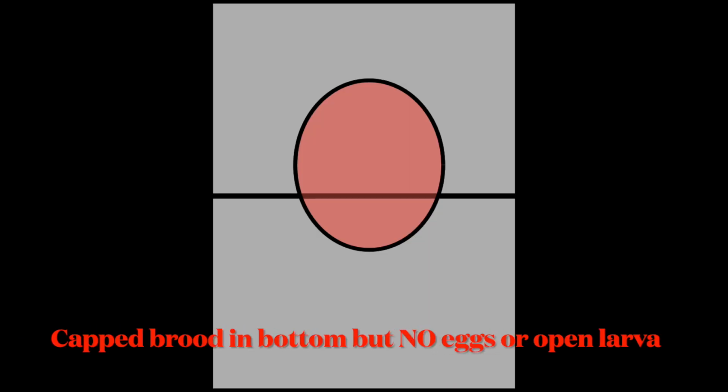Your next scenario would be you get into your hive, and the majority of the cluster or half the cluster is in the top box, and the bottom box has just capped brood, and the top box, it looks like they're getting a little bit crowded. That is a situation where you're not going to want to reverse those hive bodies, because what you're going to do is split your brood nest.